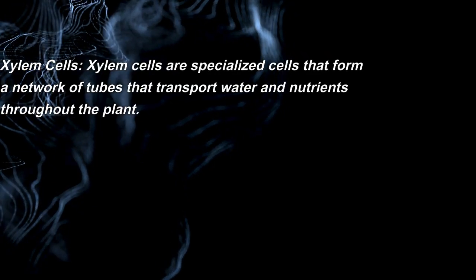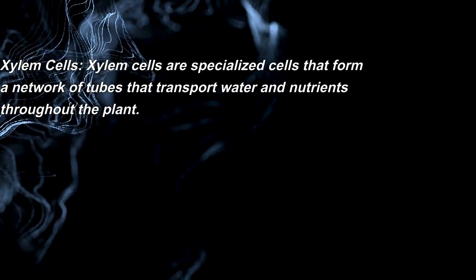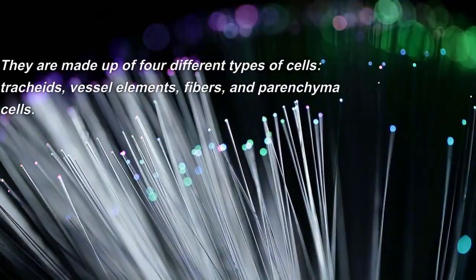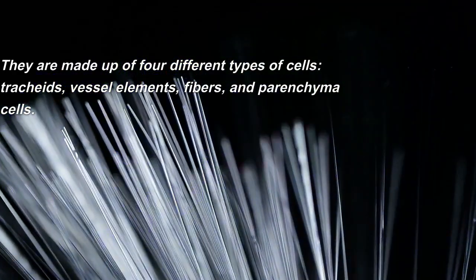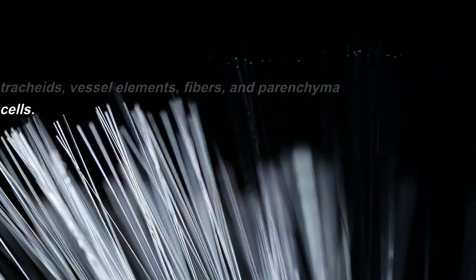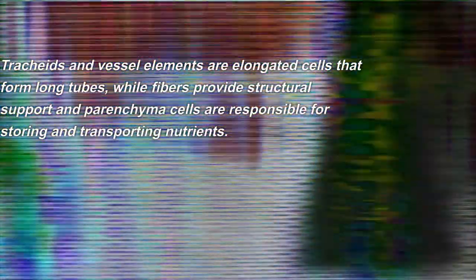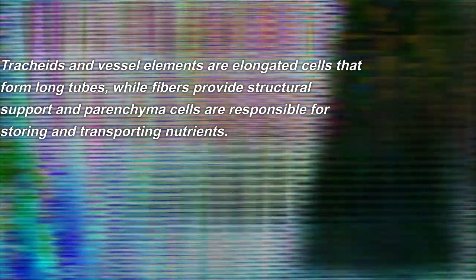Xylem cells. Xylem cells are specialized cells that form a network of tubes that transport water and nutrients throughout the plant. They are made up of four different types of cells: tracheids, vessel elements, fibers, and parenchyma cells. Tracheids and vessel elements are elongated cells that form long tubes, while fibers provide structural support and parenchyma cells are responsible for storing and transporting nutrients.